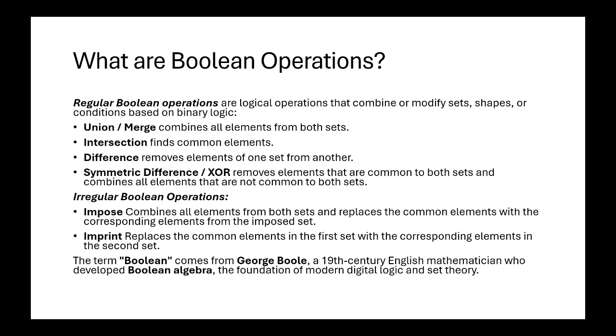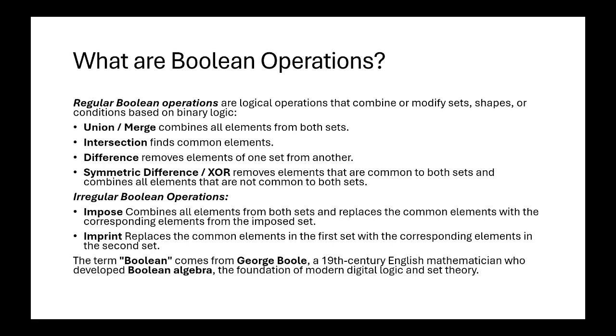For example, a union or merge combines all elements from both sets. Intersection finds the common elements in both sets. Difference removes elements of one set from another, and symmetric difference or exclusive OR removes the elements that are common to both sets and combines only the elements that are not common to both sets.